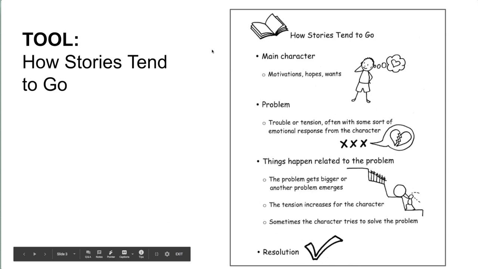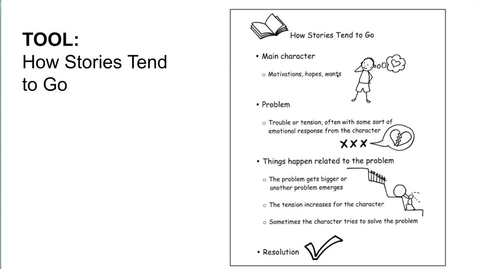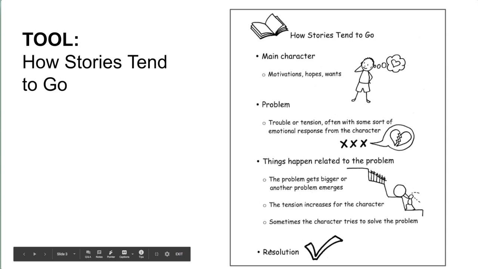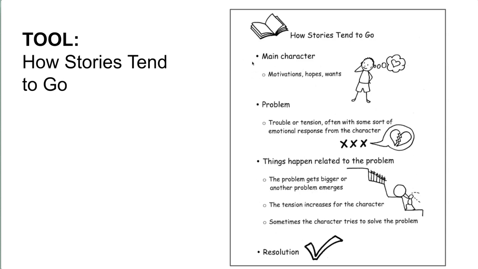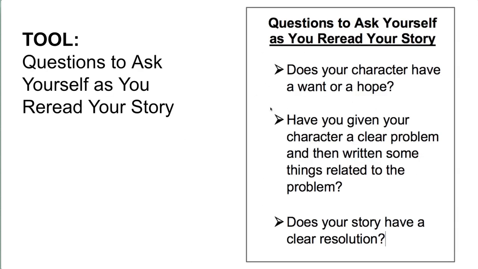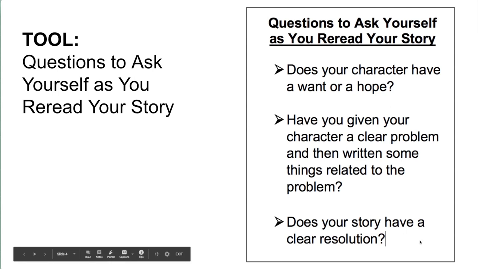And pro tip here, this motivation or the problem usually ties into this resolution. The story doesn't just end. A really good story will have hints of what's going to happen in the end in the very, very beginning. Okay, so some questions to ask yourself as you read your story. This is a tool you're going to use. So, does your character have a want or a hope? Have you given the character a clear problem and written some things related to the problem? And then, does your story have a clear resolution?